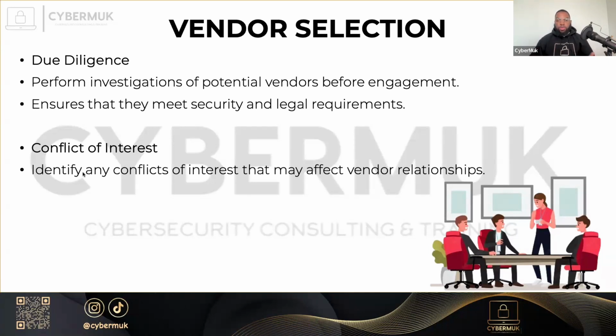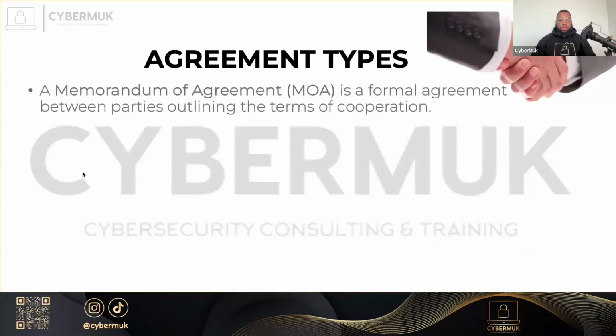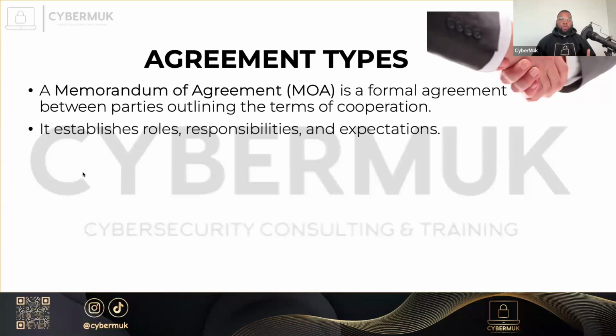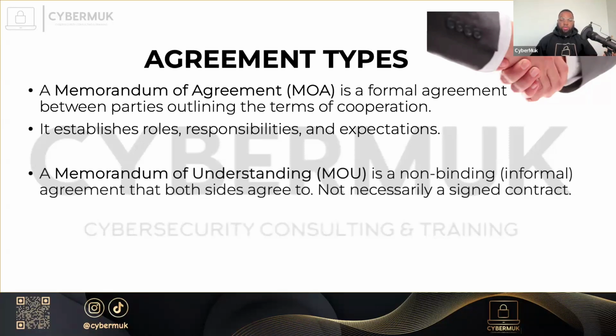And what are some agreement types that you can have with vendors and third parties? You have multiple of them. You have one called the Memorandum of Agreement, MOA. This is a formal agreement between parties outlining the terms of cooperation. What are the roles, responsibilities, and expectations of each member? Memorandum of Agreement, MOA.